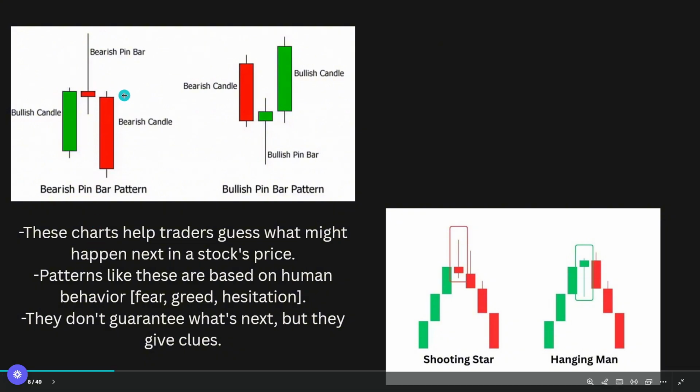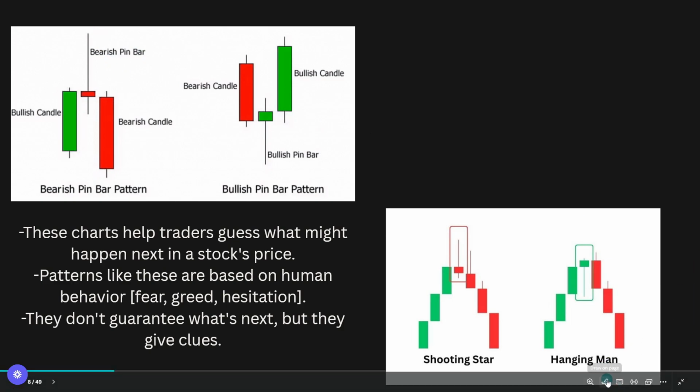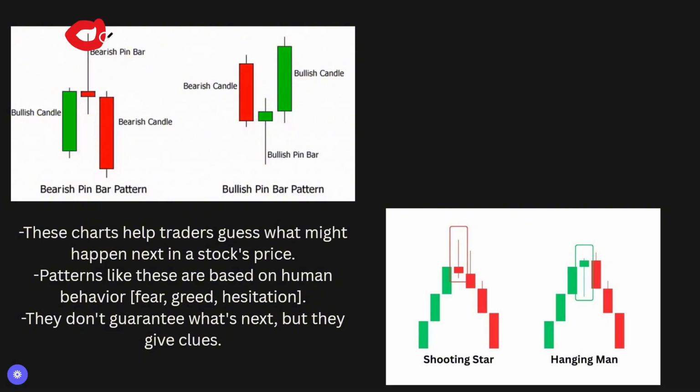All right, so bearish pin bar. We have price going up to a certain point, and then sellers come in control and they push price all the way back down, and they close price pretty much where it opened.